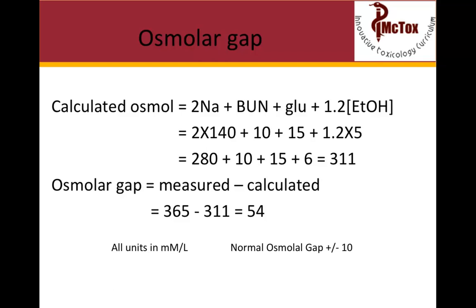To determine the calculated osmolality, we use the equation: 2 times sodium plus BUN plus glucose plus 1.2 times alcohol. Since alcohol raises the osmolality, we have to correct for it with a factor of 1.2. You can use the saying "2 salts in a sugar bun" to help memorize this equation.